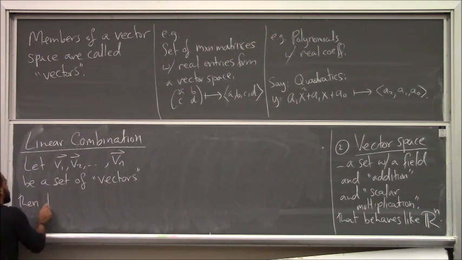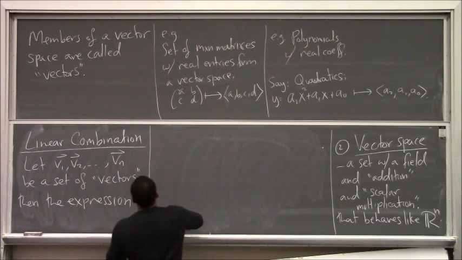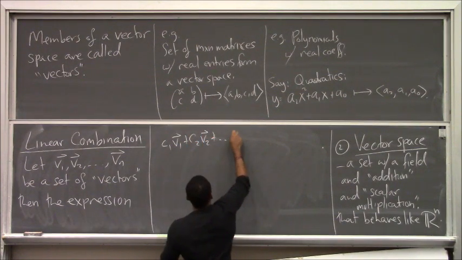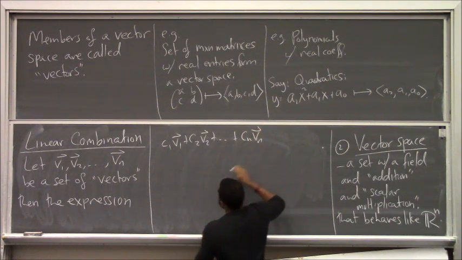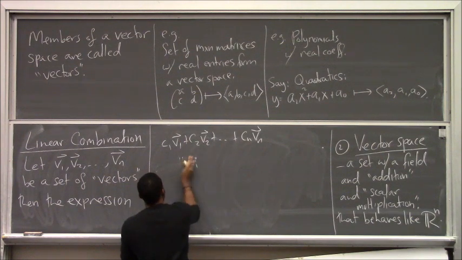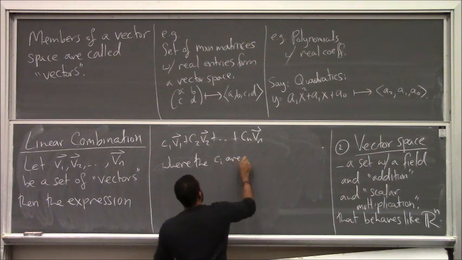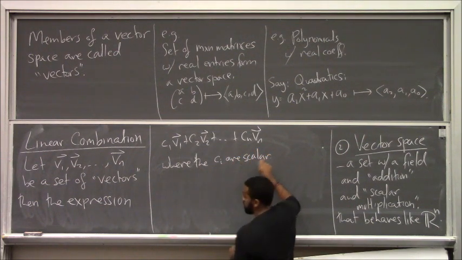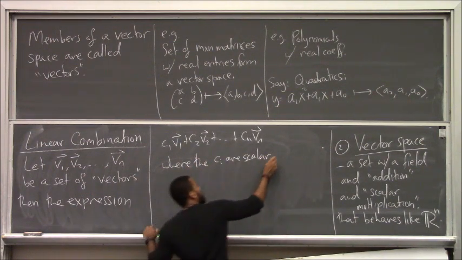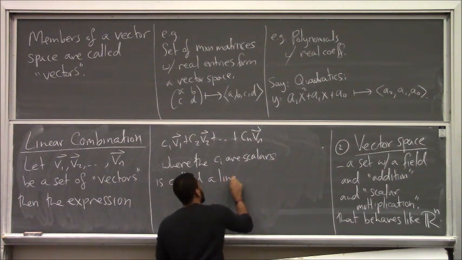Then, the expression C1V1 plus C2V2 plus up to CnVn, where the Ci are scalars. Remember, they're just members of the field over which the vector space operates. It's called a linear combination.